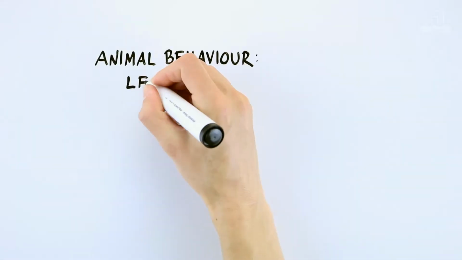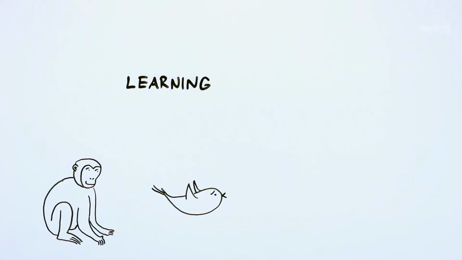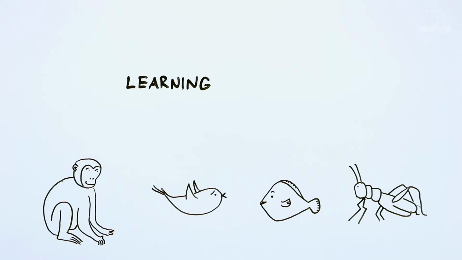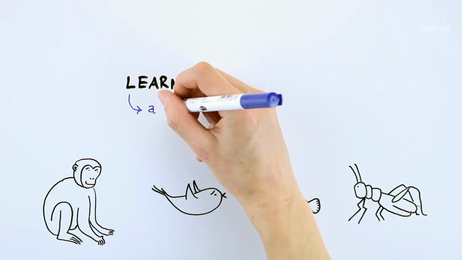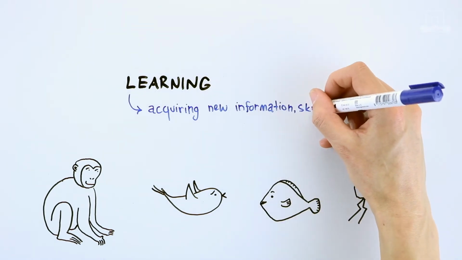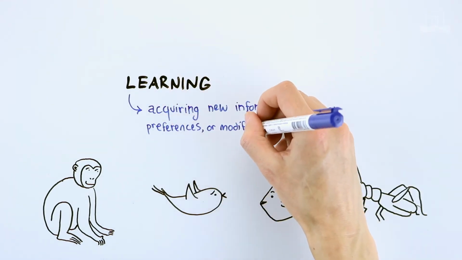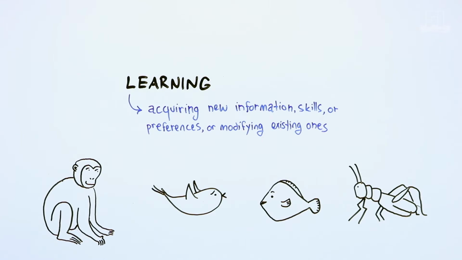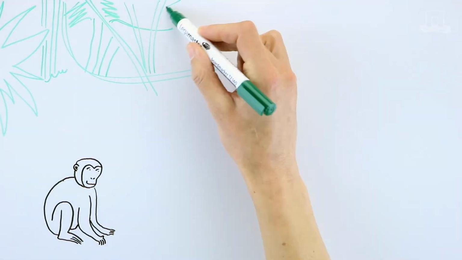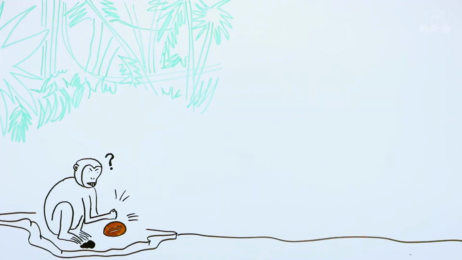Animal behavior. Learning. Learning is widespread across the animal kingdom, and there are many types of learning. We generally define learning as acquiring new information, skills, or preferences, or modifying existing ones. We expect learning to evolve when individuals can use their experiences to shape their behavior, usually so that they are better adapted to the environment.